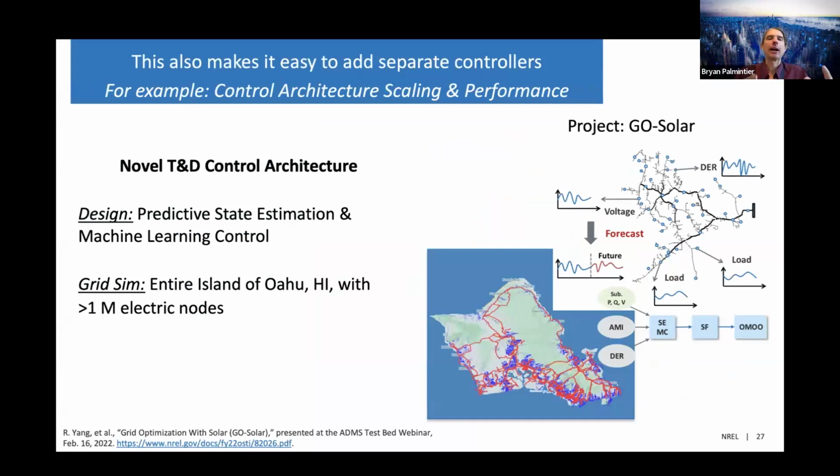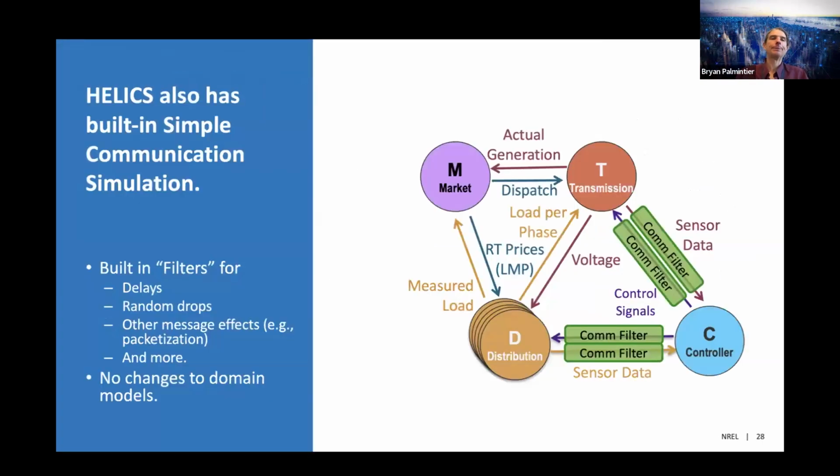Here's one where we're highlighting a novel control architecture that manages transmission and distribution together. We did a project on the island of Oahu in Hawaii, where we're looking at a very large grid simulation. This is over 1 million electric nodes all the way down deep in the distribution system, and looking at a number of different advanced controls that use predictive state estimation and machine learning to help manage things. Helix provided a fantastic way to bring together that transmission model, hundreds of distribution models, and then hundreds of controllers for each of those different distribution systems to make sure this worked and worked at scale with realistic data.